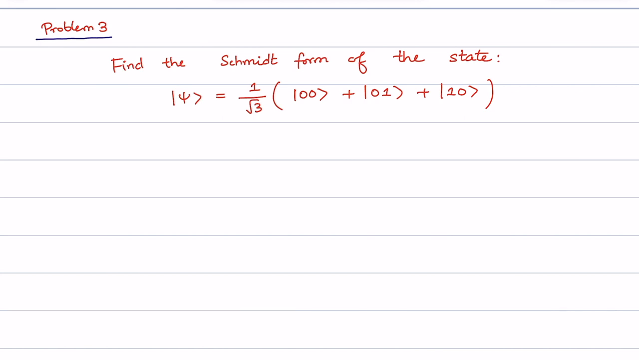Let us now work out this problem. You have to find the Schmidt form of the state |psi> equal to 1 by root 3 (|00> plus |01> plus |10>). Let us do it.